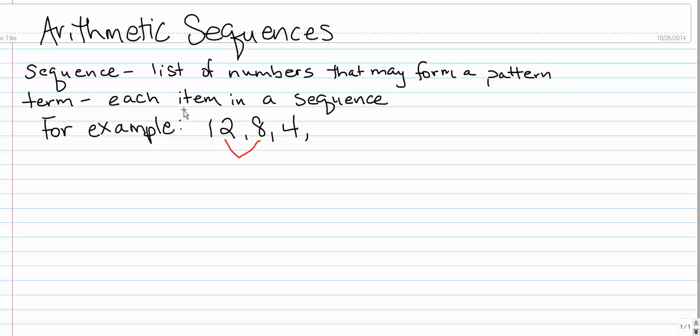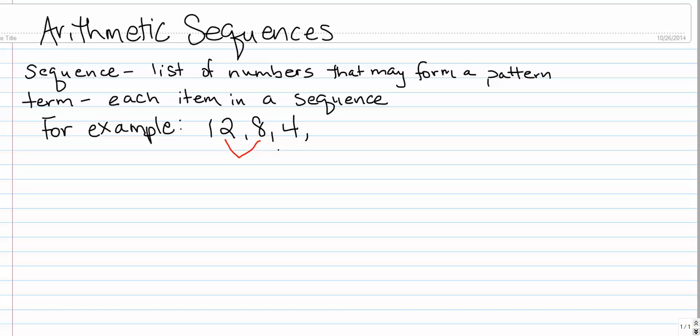Alright, in this video we're going to be talking about arithmetic sequences. A sequence is a list of numbers that will form a pattern as you go from one number in the list to the next, all the way as far as you want to continue your list. Every item in the list or in the sequence is referred to as a term.